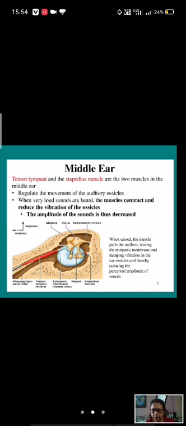So this is the middle ear. Any question here? The regular movement of the auditory ossicle is provided by the tensor tympani and stapedius muscle. When very loud sounds are heard, the muscles contract and reduce the vibration of the ossicle. This is particularly the stapedius muscle, and the tensor tympani keeps the tympanic membrane taut so that the vibration can be transmitted from the external ear to the middle ear.